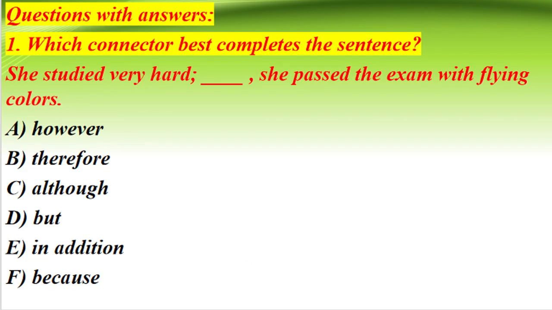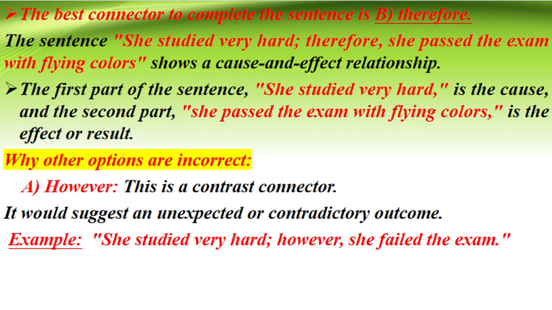Questions with answers. One. Which connector best completes the sentence? She studied very hard, blank, she passed the exam with flying colors. A. However, B. Therefore, C. Although, D. But, E. In addition, F. Because. The best connector to complete the sentence is B, therefore. The sentence, she studied very hard. Therefore, she passed the exam with flying colors, shows a cause and effect relationship. The first part of the sentence, she studied very hard, is the cause, and the second part, she passed the exam with flying colors, is the effect or result.